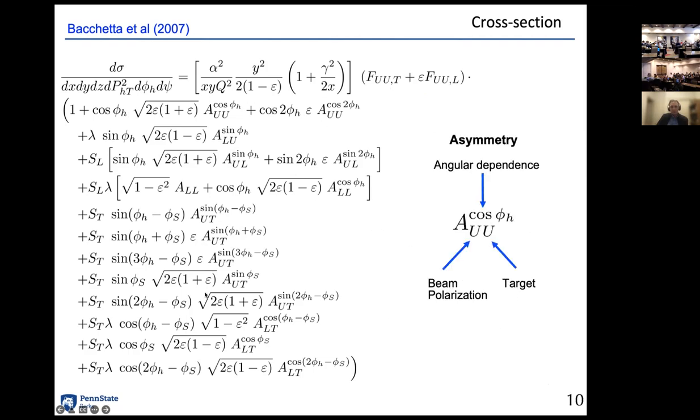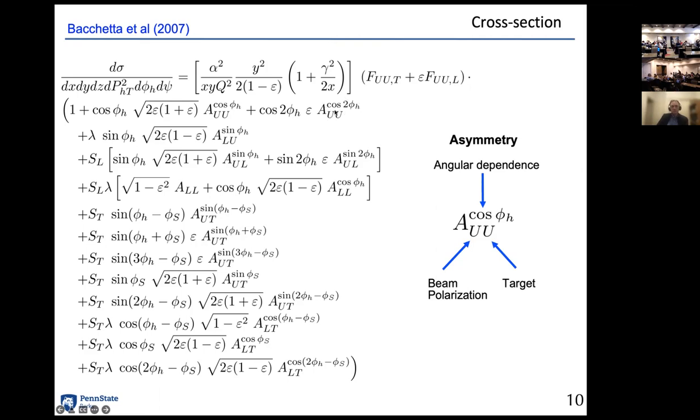Then we talk about the asymmetries, and asymmetries can be studied experimentally because experimentalists can do a Fourier analysis of this cross section. For each asymmetry, we have a label for the angular dependence. For instance, for A_UU cos phi, it means that the angular dependence in the cross section goes with cos phi. The two subscript labels tell us about beam polarization and target polarization. So A_UU cos phi means that the beam is unpolarized, the target is unpolarized, and the modulation in the cross section is cos phi. Similarly, A_UU cos 2 phi is for an unpolarized beam, an unpolarized target, and the modulation is cos 2 phi.